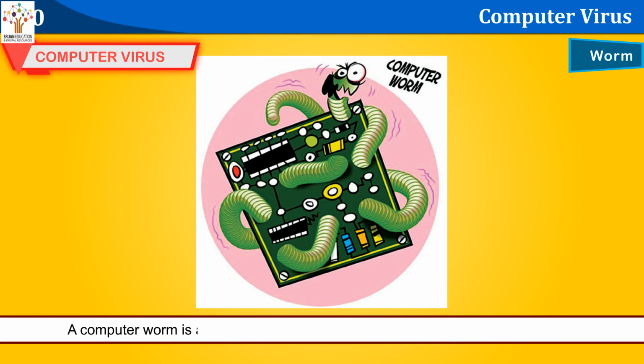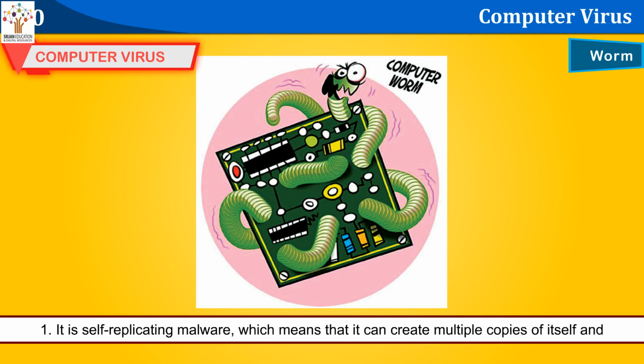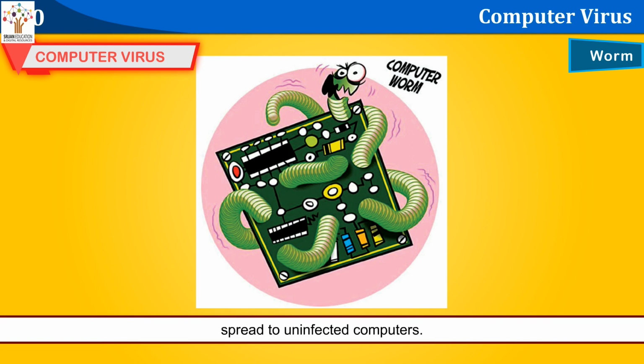Worm. A computer worm is a type of malicious software program whose primary function is to infect other computers while remaining active on infected systems. It has the following features. It is self-replicating malware, which means that it can create multiple copies of itself and spread to uninfected computers. Worms often use those parts of an operating system that are automatic and invisible to the user. A computer worm infection spreads without the user's interaction.